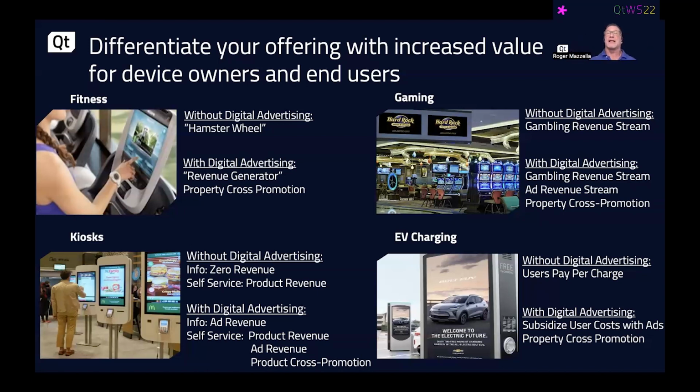When you look at kiosks, I look at kiosks in two different ways. We got informational kiosks, something that will tell you directions in, let's say, a shopping mall, or you have the self-service kiosk, like at your popular fast food restaurants. So without digital advertising, the info kiosk is zero revenue. It's helping people out with information and where to go, right? But the self-service kiosk is just a product revenue. It's making it easier for people to order product, that burger, that shake, and that's the product revenue they're going to get. They're not making any additional revenue off the kiosk. But with digital advertising, you add a revenue stream to the informational kiosk. Now you're actually making revenue through ad revenue.